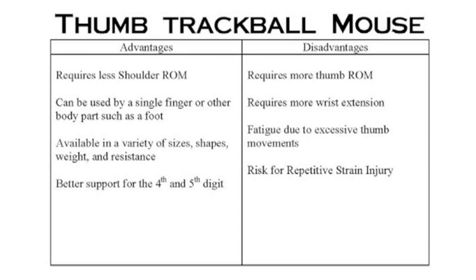Advantages of the thumb trackball mouse are that it requires less shoulder range of motion, can be used by a single finger or other body parts, is available in a variety of sizes, shapes, weight, and resistance, and has better support for the fourth and fifth digits. Disadvantages of the thumb trackball mouse are that it requires more thumb range of motion, requires more wrist extension, may cause fatigue due to excessive thumb movements, and risk for repetitive strain injury.